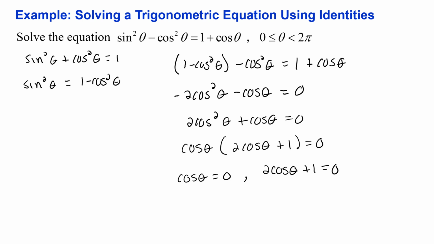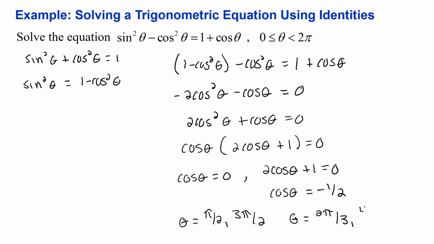So now we have two linear equations and we need to solve each one for the cosine term. Now the first one's already there. We have cosine of theta equals 0. The second equation of 2 cosine theta plus 1 equals 0 will become cosine of theta equals negative 1/2. In the interval of 0 less than or equal to theta less than 2 pi, we know that cosine theta equals 0 when theta equals pi over 2 and 3 pi over 2. And we also know cosine theta equals negative 1/2 when theta equals 2 pi over 3 and 4 pi over 3.